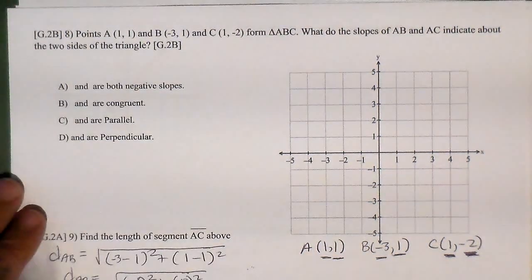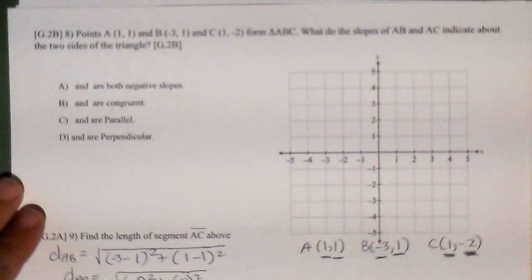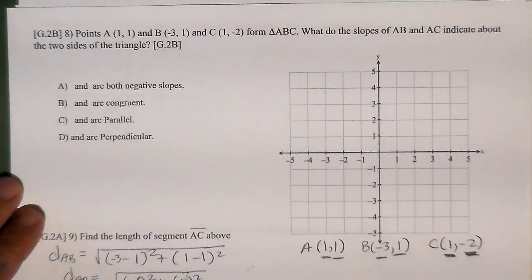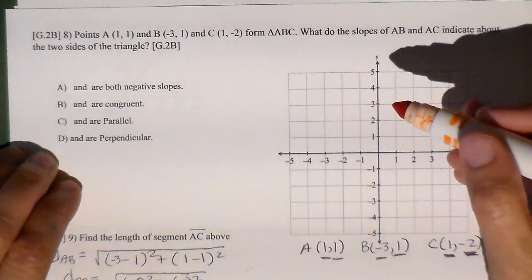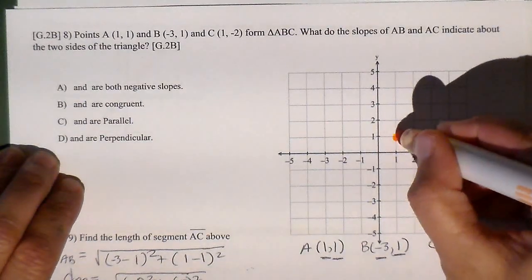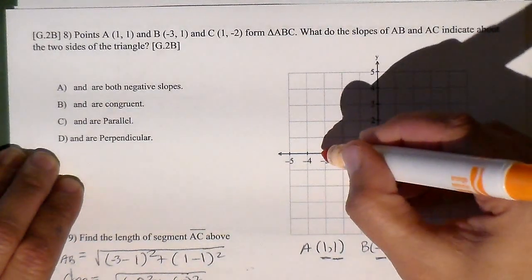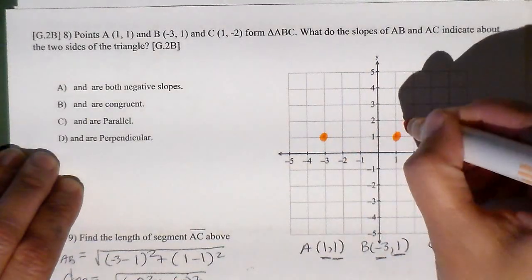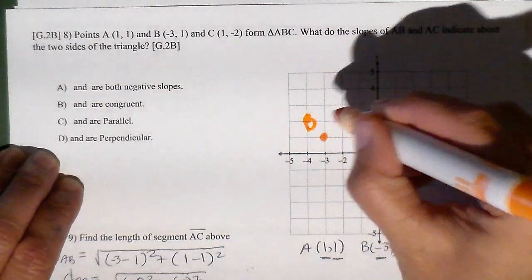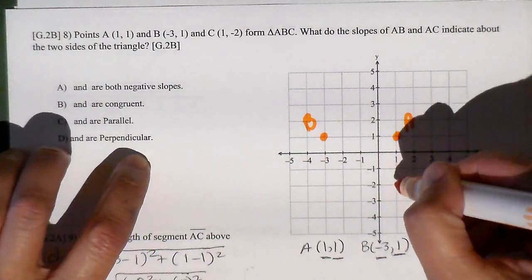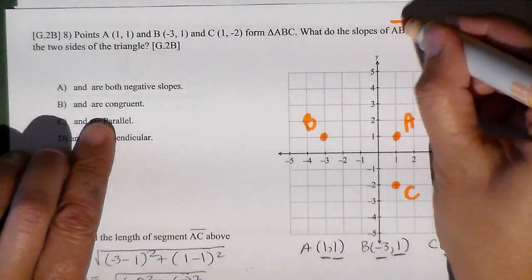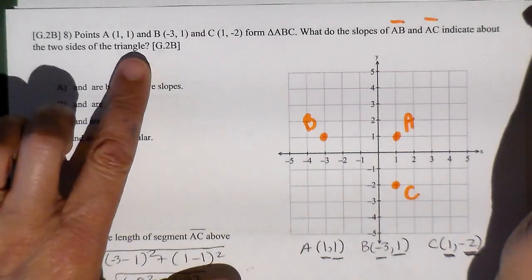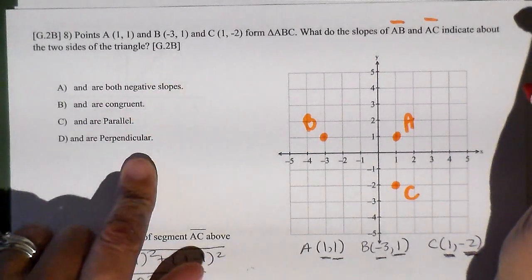Okay, so now let's look at the linear stuff. We did the linear stuff next, I believe, on the test. So I'm going to go ahead and work on the linear stuff. All right, so number 8 says points A is at (1, 1). B is at (-3, 1). So here's A, here's B. C is at (1, -2). So the question is, what do the slopes of AB and AC indicate about the two sides of the triangle?